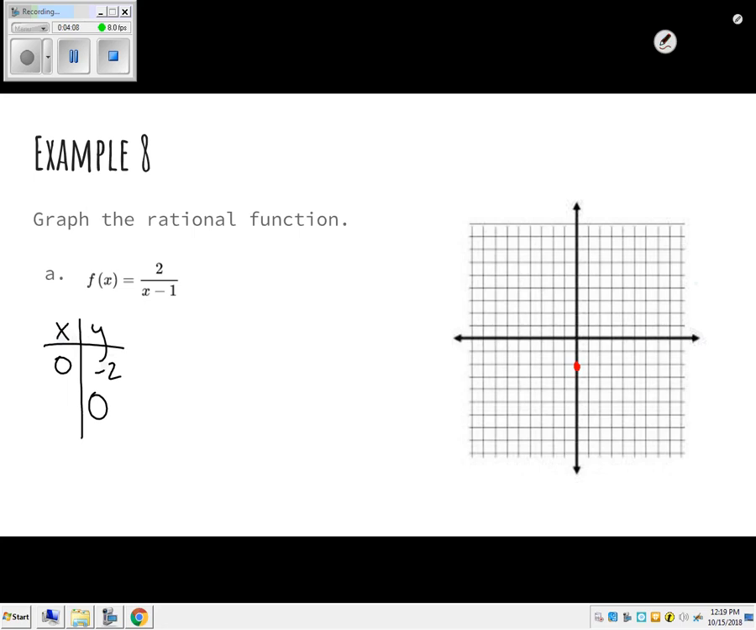And remember, to get my x-intercepts, I've got to take the top, whatever makes it equal to 0. Well, 2 is not equal to 0, right? This thing's never going to touch the x-axis. This is all I have so far. All right, I'm ready to go to vertical asymptotes. VAs, remember, that's just the bottom. So I get x equals 1.